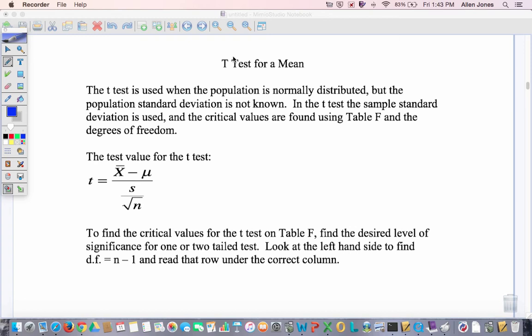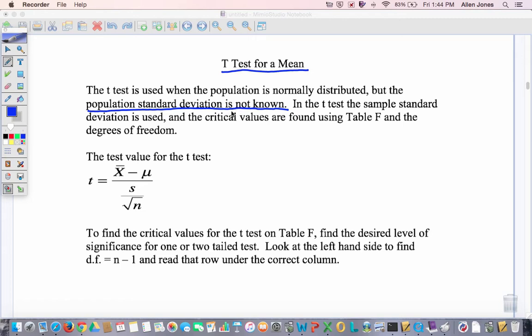Look at a t-test for a population mean. So we're still doing our hypothesis testing process. The big difference here is when we did our previous hypothesis testing process with the p-value in the traditional method, we know our population standard deviation. That was what allowed us to use table E for our critical values. Here, in these types of problems, our population standard deviation will not be known.